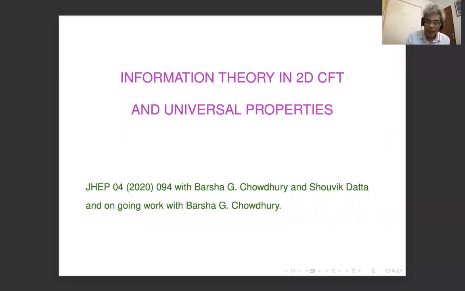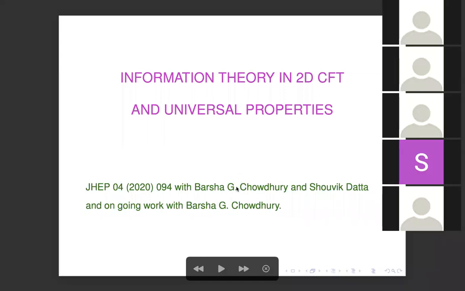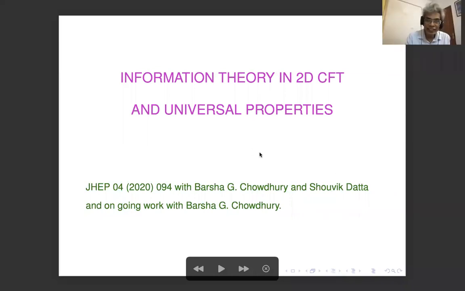So this is based on some work, information theory in 2D CFT. It was done earlier with Barsha, who's one of my current students, and Shovik, who was a student earlier and is at CERN now, and ongoing work with Barsha again. This ongoing work will be towards the end, and it's not complete, so there are gaps there. We'll see when it comes to it.